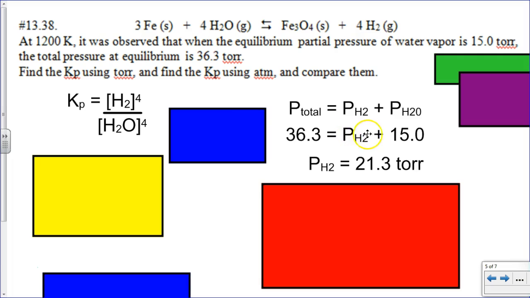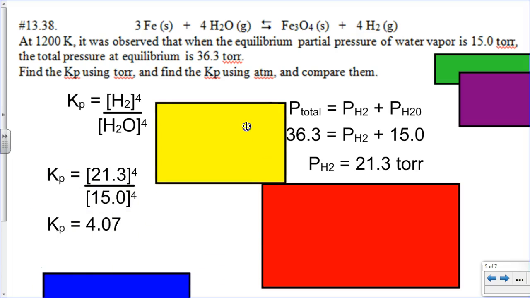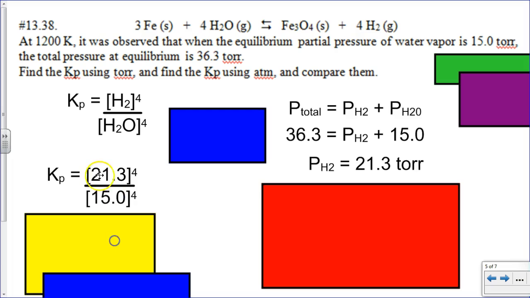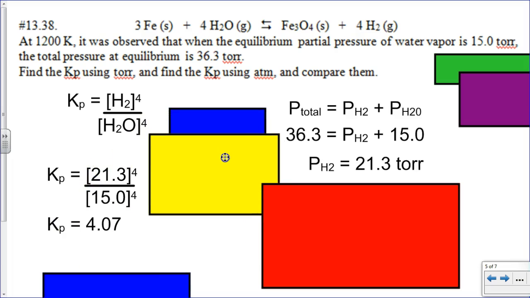All right, so the very first thing we can do is we do have our water vapor in a unit of torr. We have our hydrogen gas in a unit of torr. Let's plug them in to the Kp expression. It'll look like this. We have 21.3 to the fourth, 15 to the fourth. You get a Kp of 4.07.